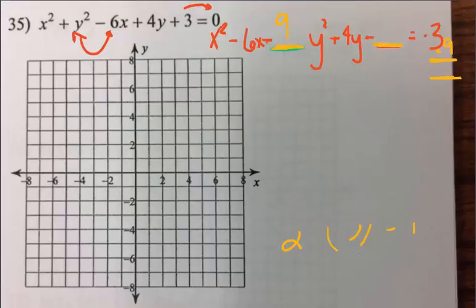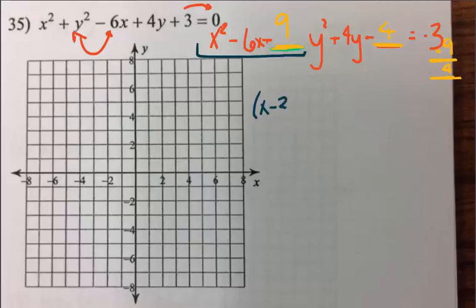The second perfect number will come from the y. So when I take the 4 and I half it and square it, well, that just becomes a 4 again. So that works. Oh, not a 9. Sorry, 4. And I'm going to add a 4 to both sides. Now the reason why we do this is that if I factor this, it becomes a perfect thing.